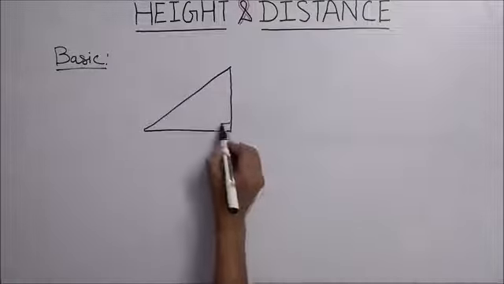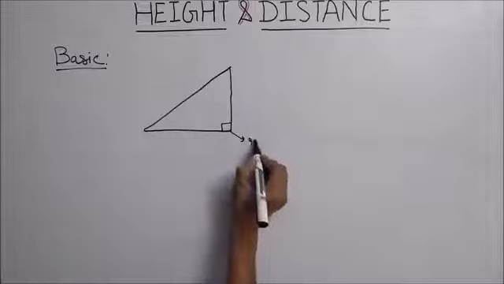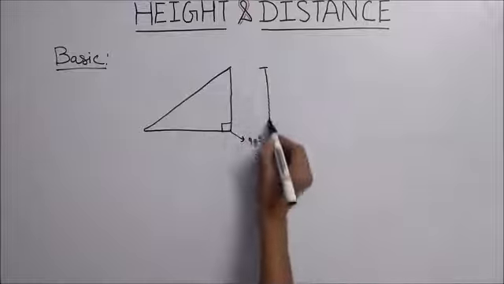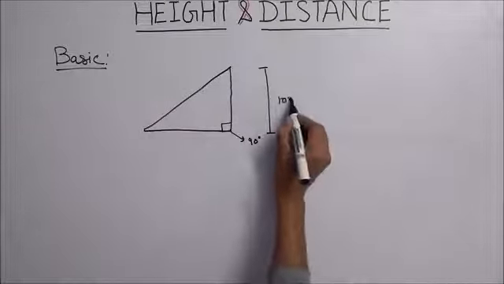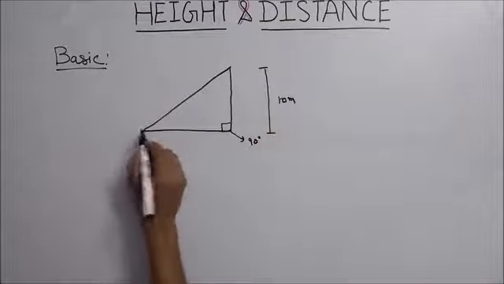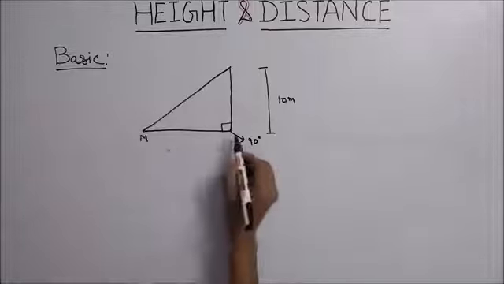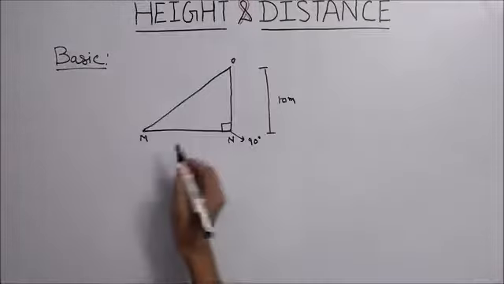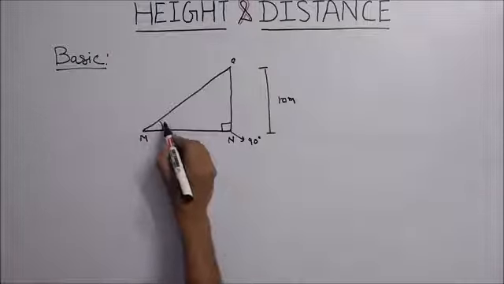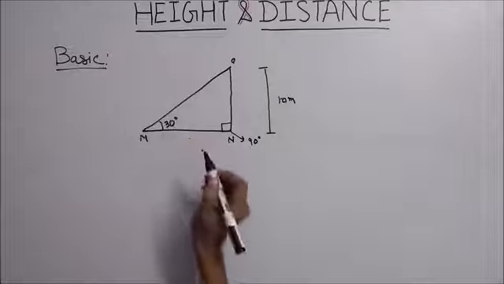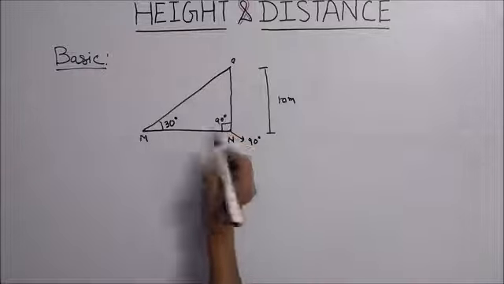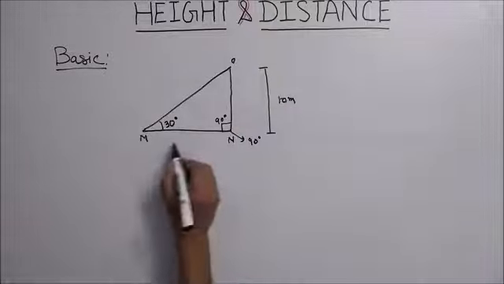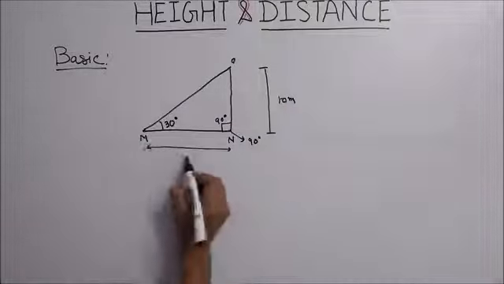of a diagram. This is a right angle triangle, and if the question says it is a tree of height 10 meters and a person is standing at a point M, and the bottom of the tree is N and the top of the tree is O. The angle here is 30 degrees and the man is looking towards the top of the tree. So we have to find this distance.